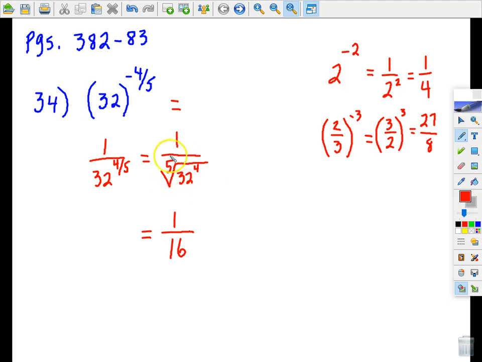So another way of thinking about these is like this. You can do the 5th root of 32, and then whatever that is, raise it to the 4th power. Okay, and for all of your larger numbers underneath radicals like this, that's a pretty simple way to come up with those roots, if you just think of it in two parts. So that's your answer for number 34, 1 over 16.